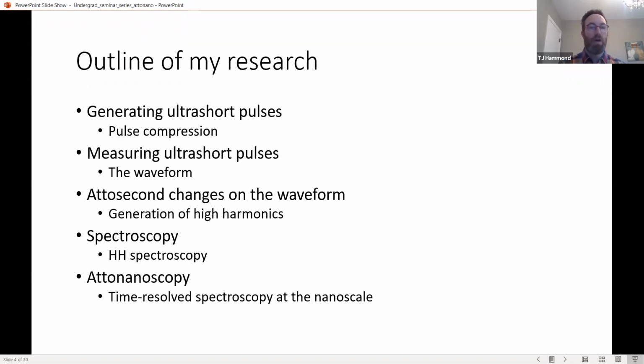And I'll talk about how we can generate these attosecond pulses, and how we can make attosecond changes to the waveform. And I'll finish with some spectroscopy and something we'll be starting really soon, which is called attonanoscopy, which will be time resolved spectroscopy at the nanoscale.